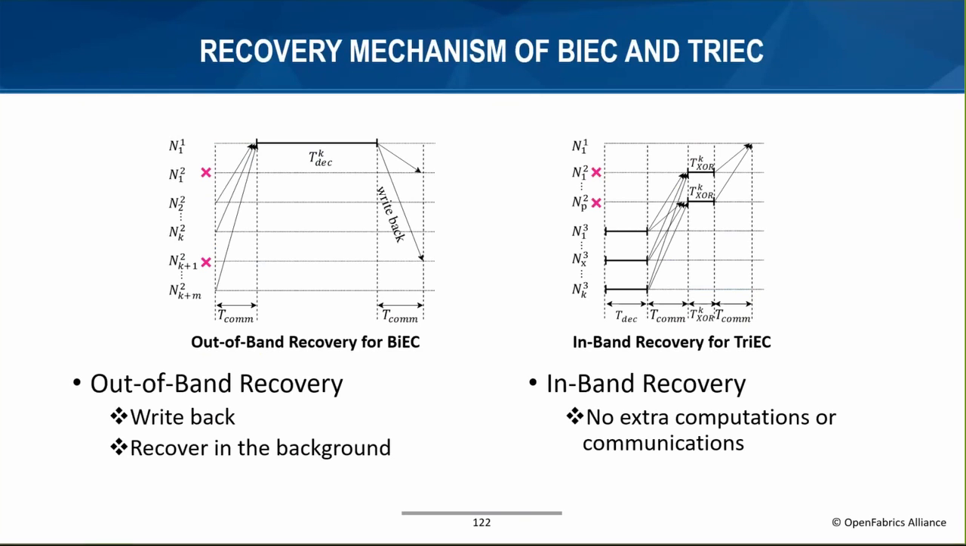In that way, you have to design another approach, like write back or recovery in a background thread, to recover those unhealthy nodes. However, with our TRIEC architecture, during these processes the nodes which have data corruption are able to automatically recover their data. So we call it in-band recovery. There's no extra computation needed for those nodes to be recovered. Next one.